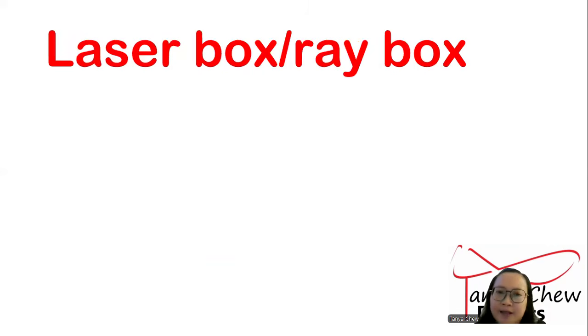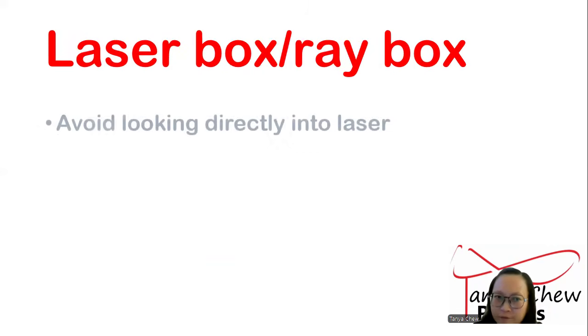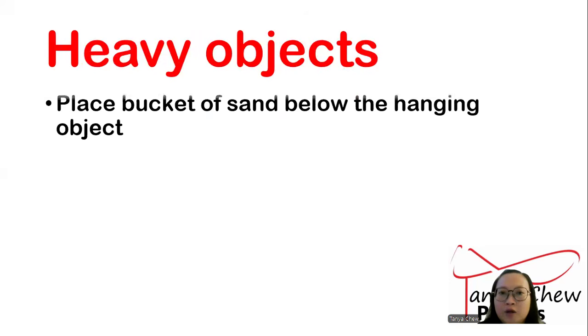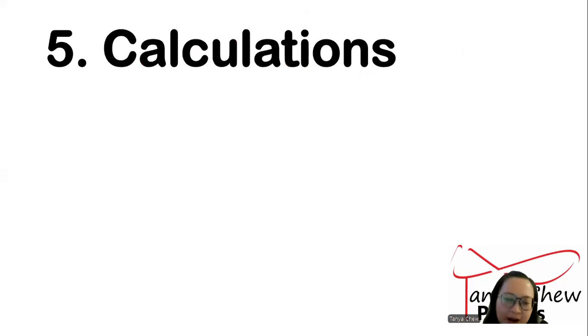And for a laser box or ray box, you must be careful. Do not look directly into the box because laser light has a very strong illumination. The power is quite large and it could damage your eyes, so beware of that. For heavy objects, sometimes you're hanging slotted masses, so you might want to place a cushion or a bucket of sand below the hanging object, just in case the string snaps and the object drops to the floor.